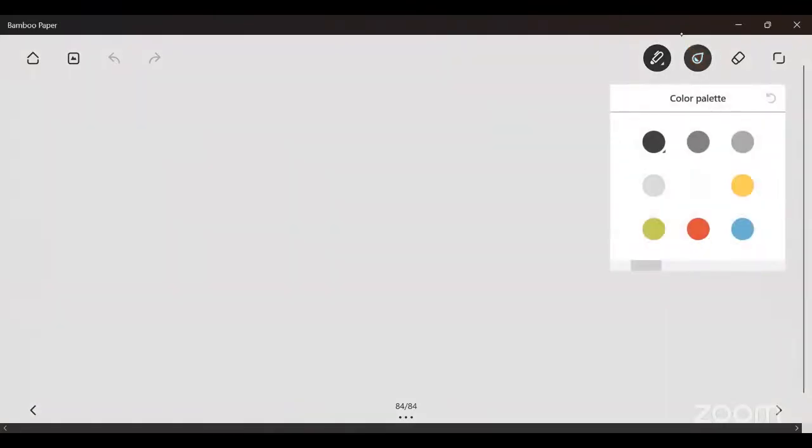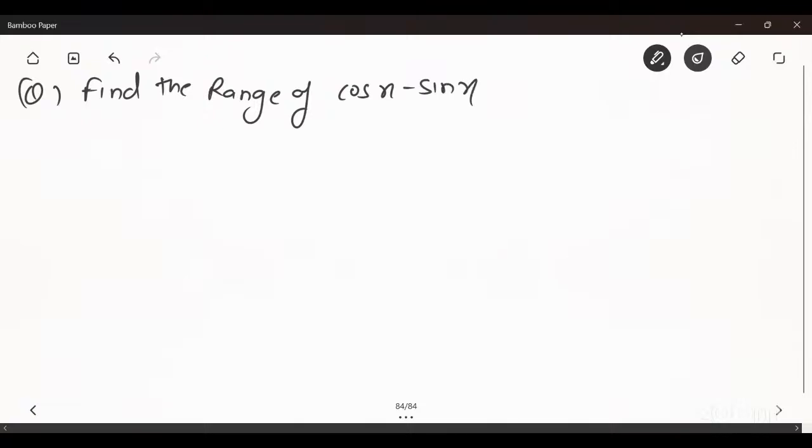Next question is, find the range of cos x minus sin x. Okay, now see the solution.